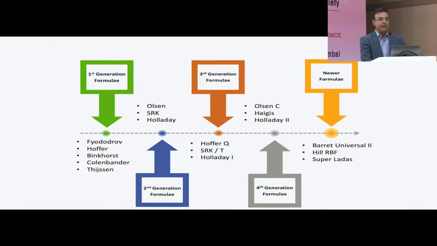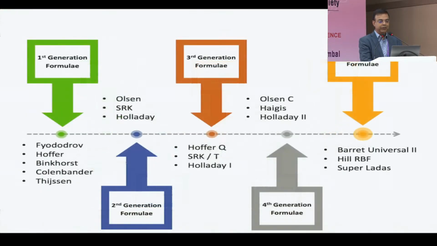Today we are at a benchmark situation where we can say with almost great certainty that 90% of our patients will be plus minus half diopters of what we are aiming for, and these are the formulas on the extreme right, which have allowed us to reach that level of accuracy, of course with the help of optical biometry, because measurements were the cornerstone of all these formulas.